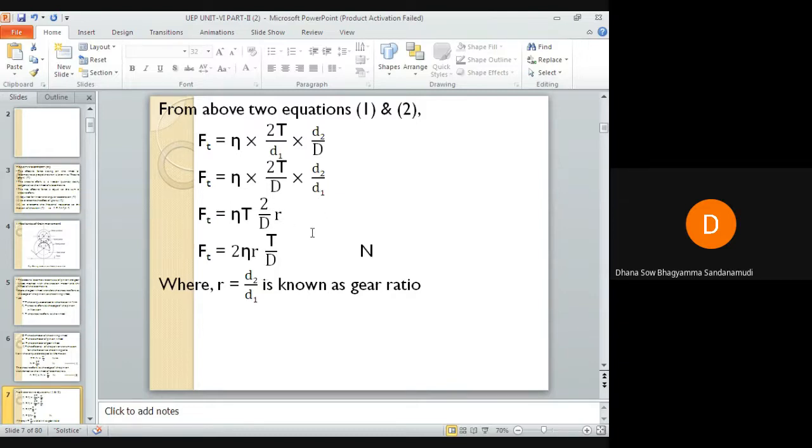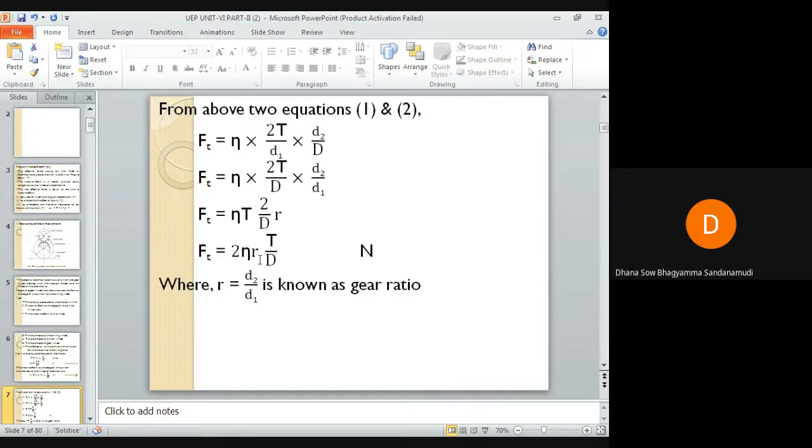I have replaced D2 by D1 by some notation R. R is nothing but the gear ratio. So I have simply rearranged these terms and rewritten the expression. Ft is equal to 2 eta into R into T by D, where R is the gear ratio.